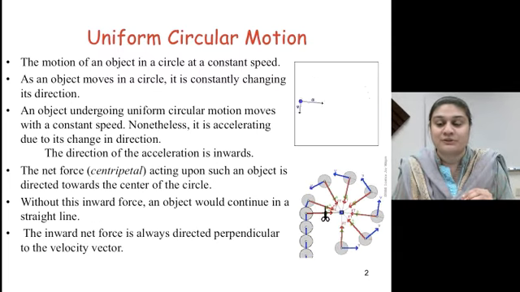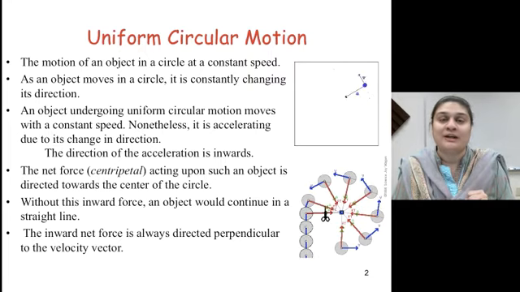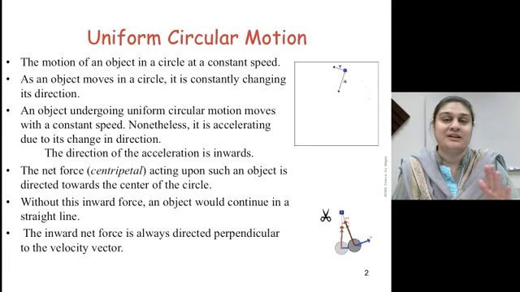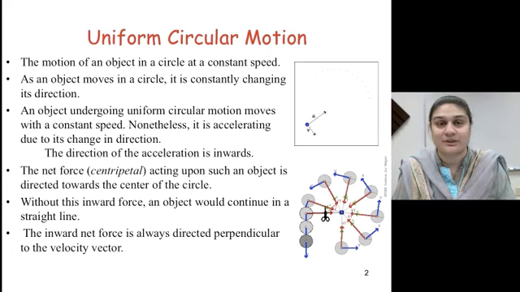So, for example, if this object is moving in a circle and it encounters a scissor, what will happen is it will start to move in a path tangent to where it was, and it will no longer continue to go in a circle.